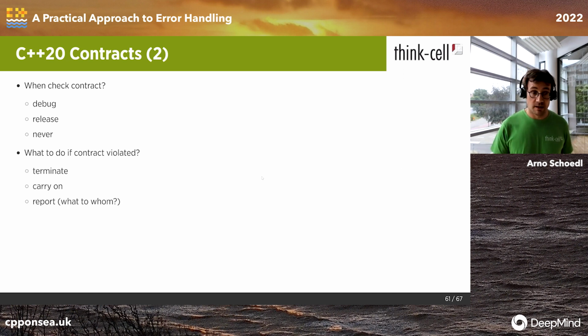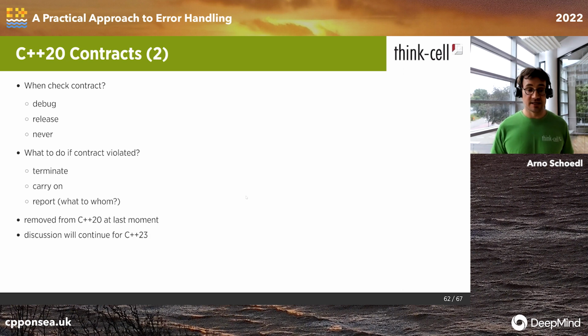Do you terminate? Do you carry on? Do you report something? Well, what do you report? To whom do you report? These are many variables, and people had different ideas about what to do under different scenarios, and it was very hard to get agreement on all these things, which is why it got removed from C++20 at the last moment, and this discussion of what to do is now going to continue for the next C++ version.